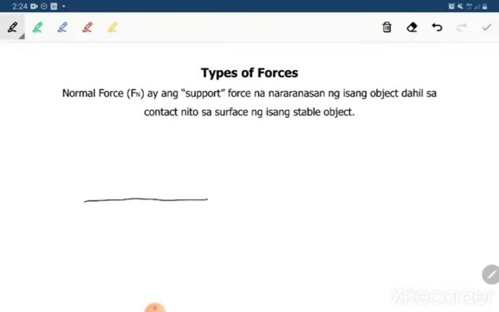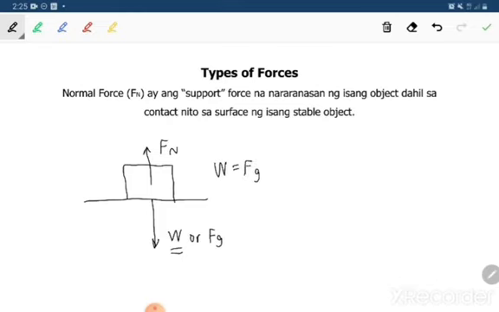Kapag ganitong case na nakapatong lang siya sa surface, usually, nagka-cancel out yung ano, di ba? Yung normal force saka yung weight. Sorry. Yung normal force at saka yung weight ay nagka-cancel out. So, kapag nag-solve ka ng weight, mass times g, yun na din yung kanyang normal force. Okay?